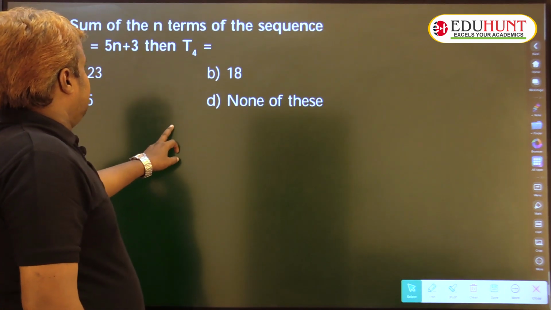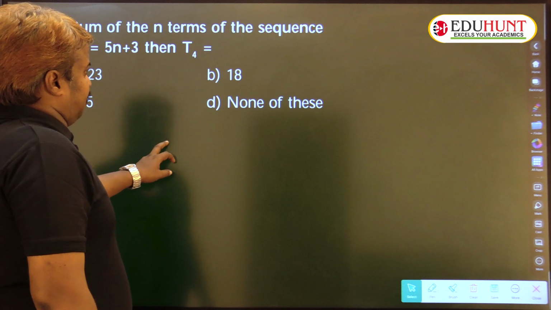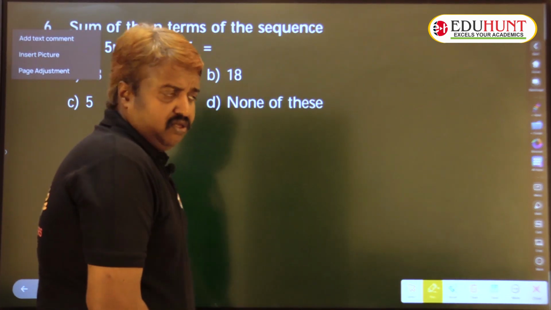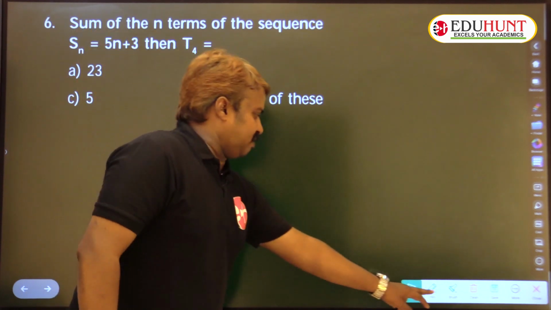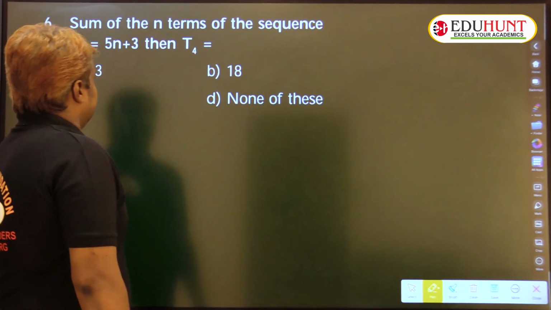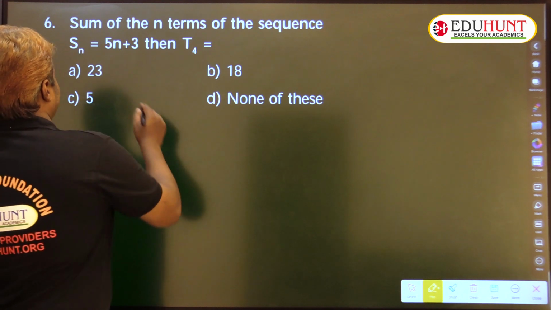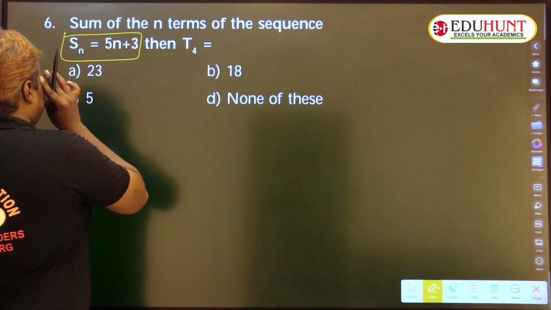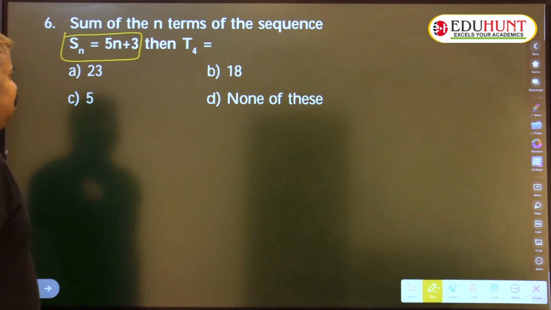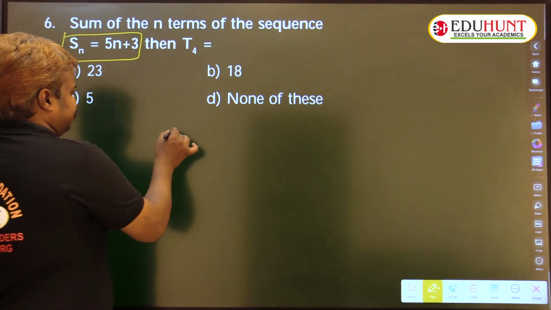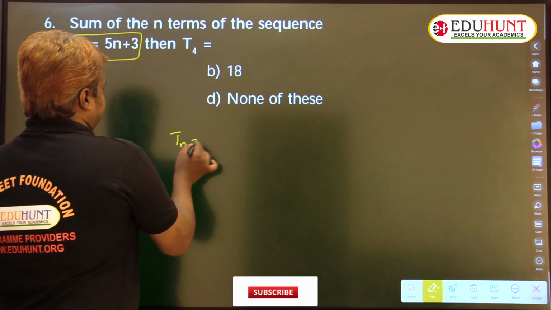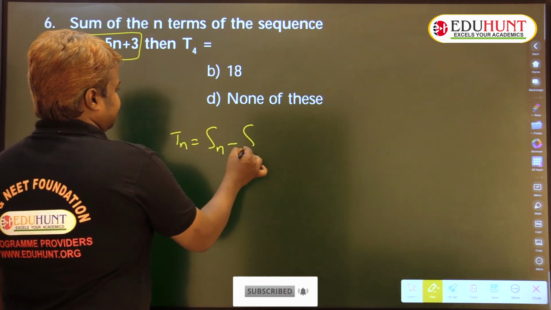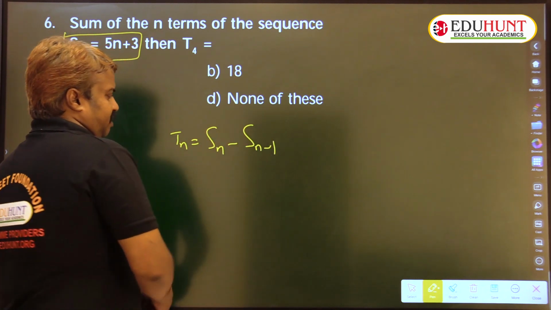Next one, from the worksheet on sequence and series, the last question I think. Sixth one: the sum of n terms of a series, Sn, is given as 5n plus 3. So what is T4? Tn means what here? The formula is Sn minus Sn minus 1.